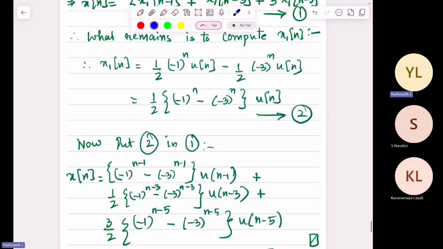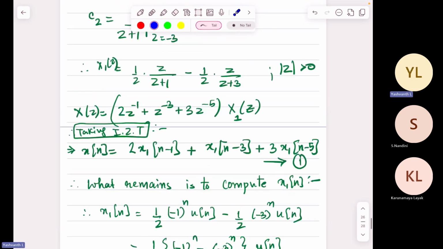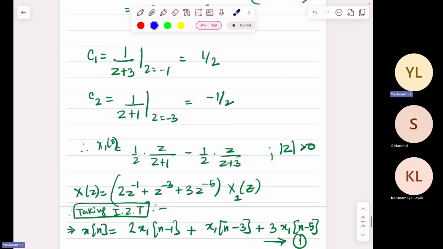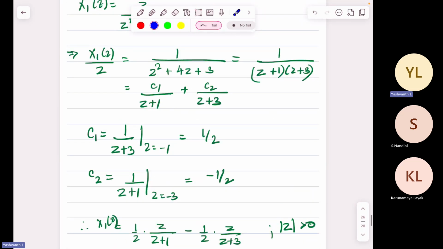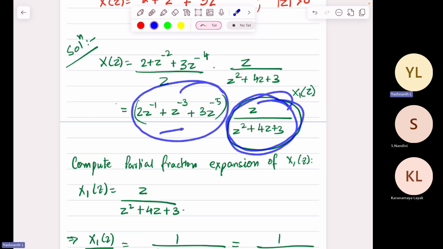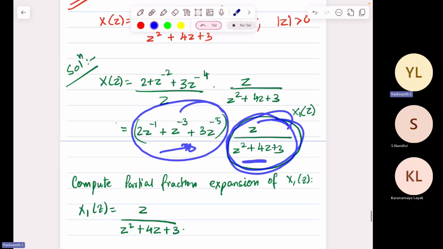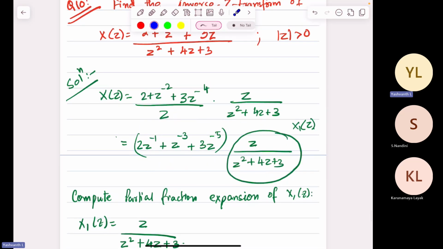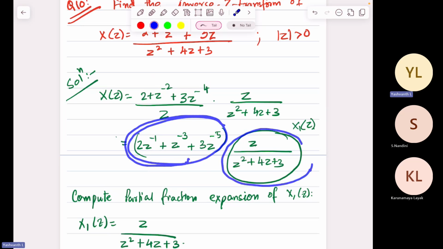Why did I solve it this way? It's a small trick you can apply. The problem here is that 2z inverse is getting multiplied, so it may be difficult to find the inverse. One way is to find the inverse z transform for this separately, find the inverse z transform for this separately, and convolve both the sequences, because convolution in the time domain is multiplication in the z domain. That is one way to do it.